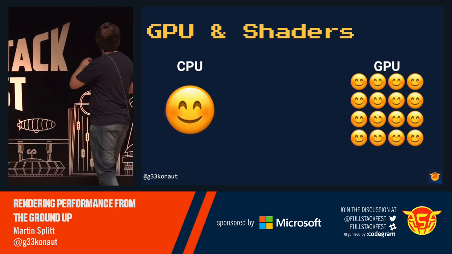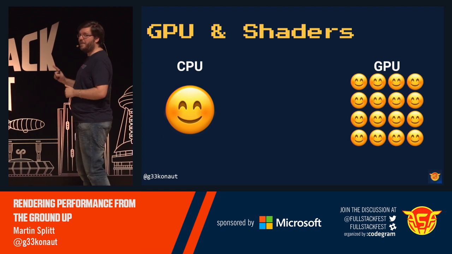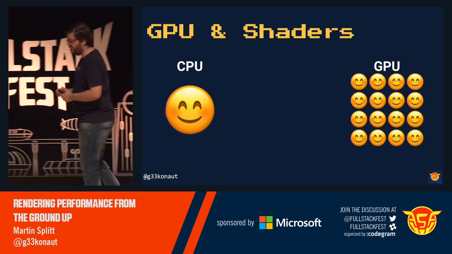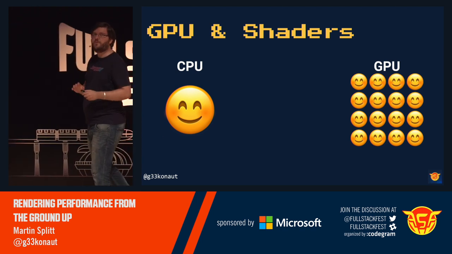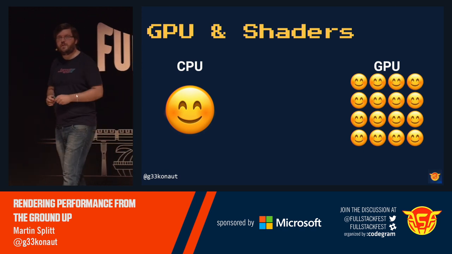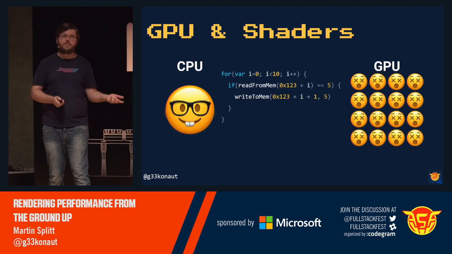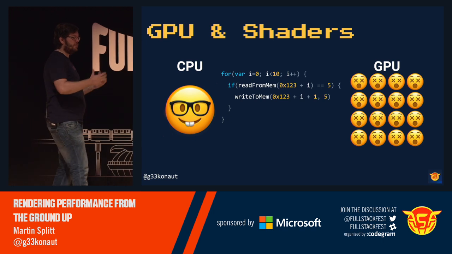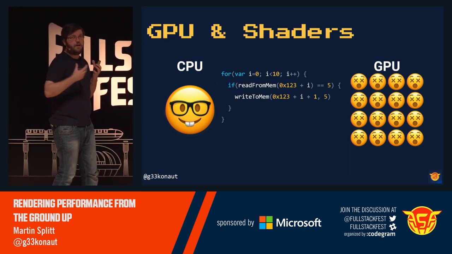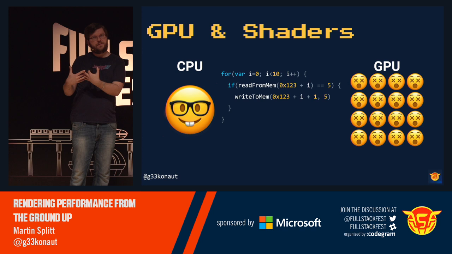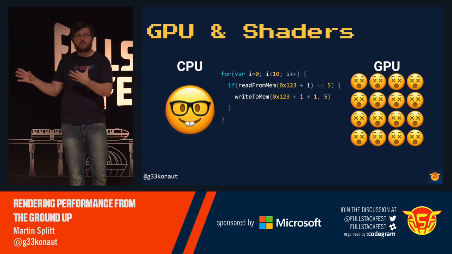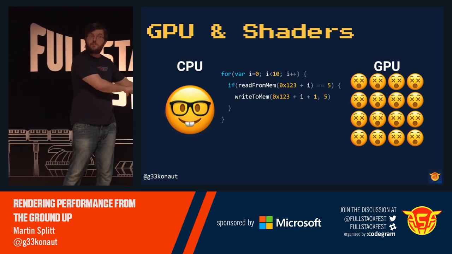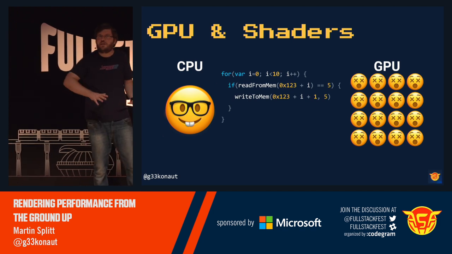So each of these individual cores isn't as clever as the core from the CPU, but the CPU can't take certain shortcuts, because it has to be generic. And when I say generic, I mean we might have programs that read from some memory somewhere, check what's in the memory there, and if it's some value that we expect, then we write to some memory somewhere else. We can't do that in parallel.